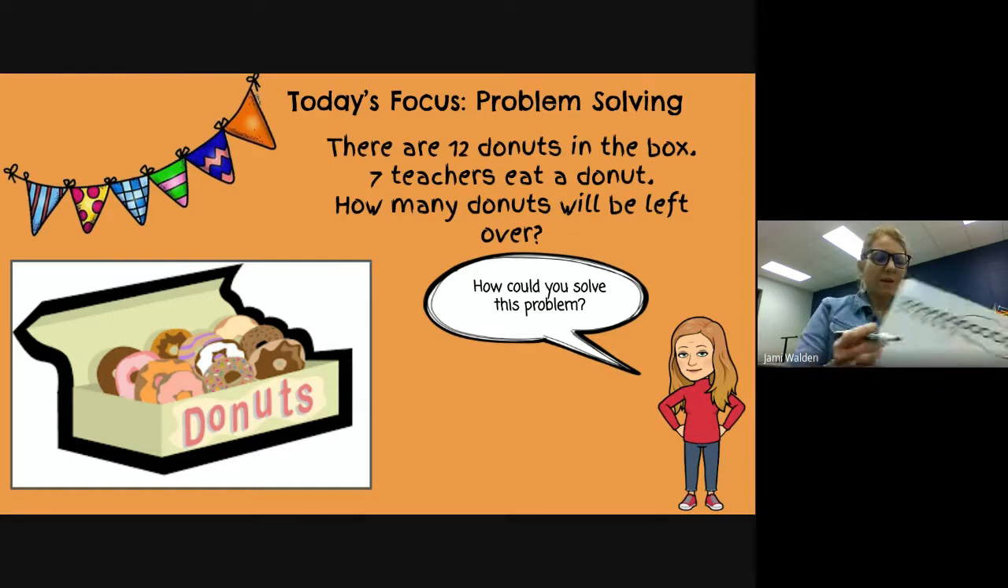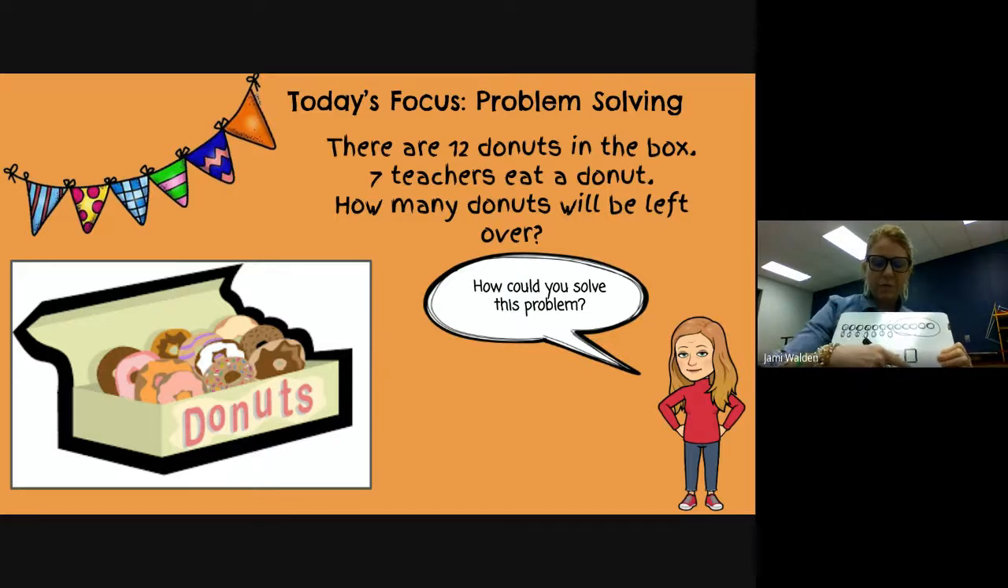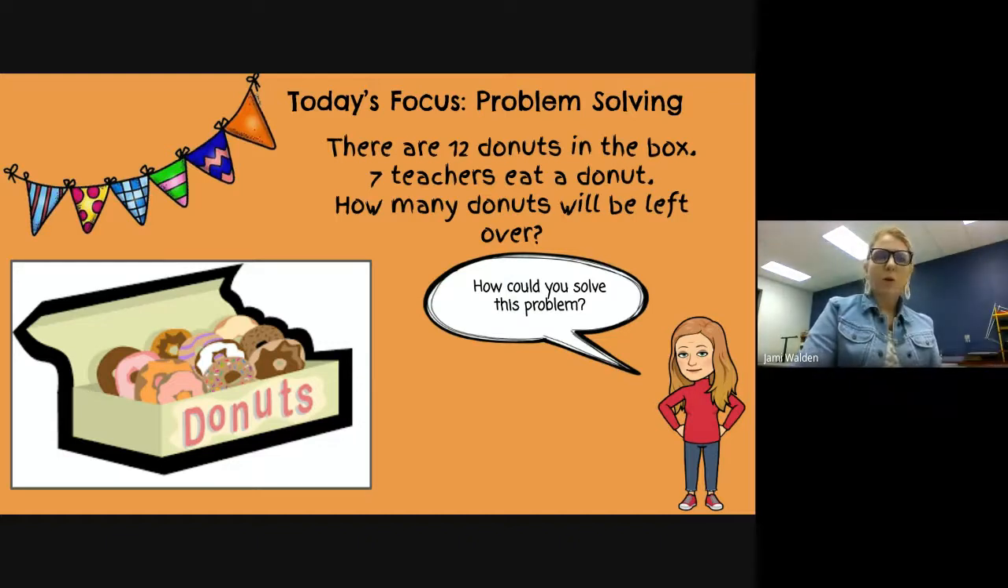Okay. I could have also written that in the form of an equation. 12 donuts minus the 7 that the teachers ate would have given me my answer. Put 7 in my head and count up to 12, and I would still get the answer of 5. So there's a variety of ways to solve these word problems that we've learned recently. Use the ones that work best for you.